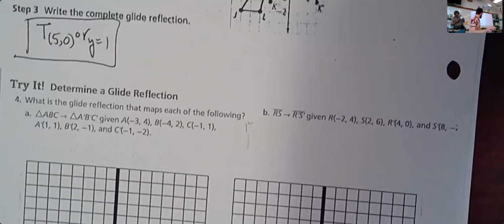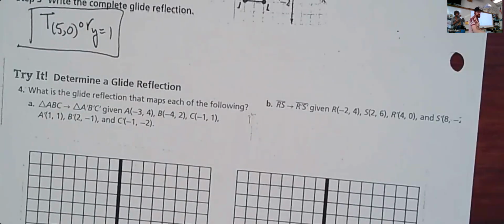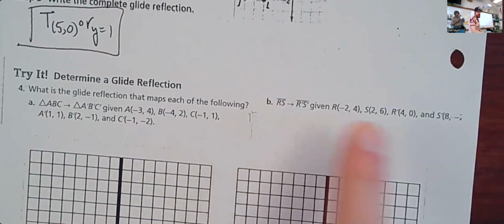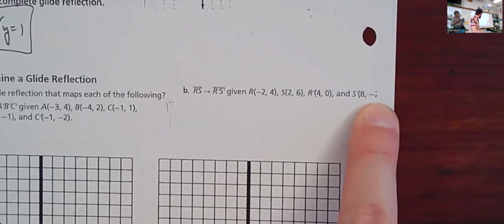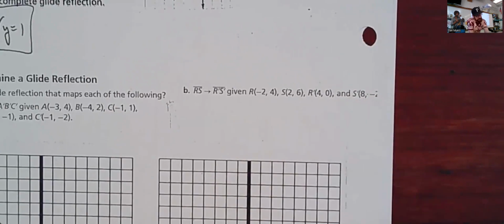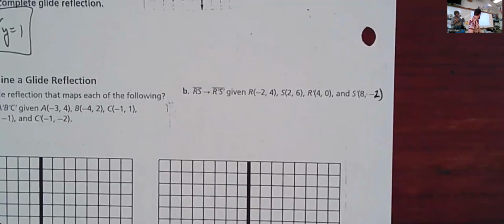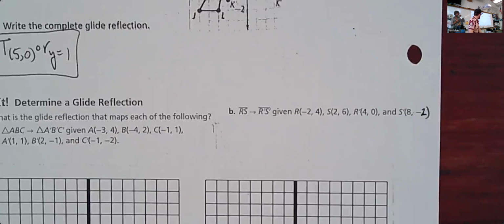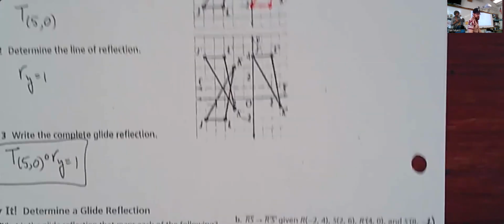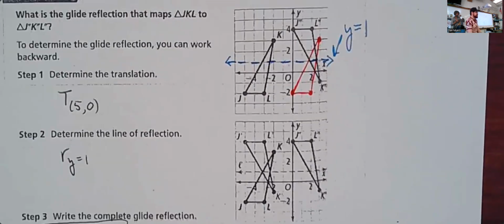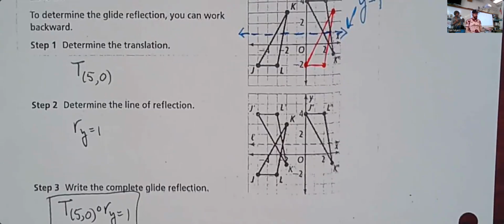By the way, for part B, it's not a full-on shape. It's just a segment from R to S. And by the way, S, over here, that's a -2. That got cut off a little bit. That's a -2. So let's go with 5 minutes. At 1:26, I'll check back in. We'll see how we do on figuring out the glide reflection rule for A and B. Give it a go. I'm going to work on it as well.